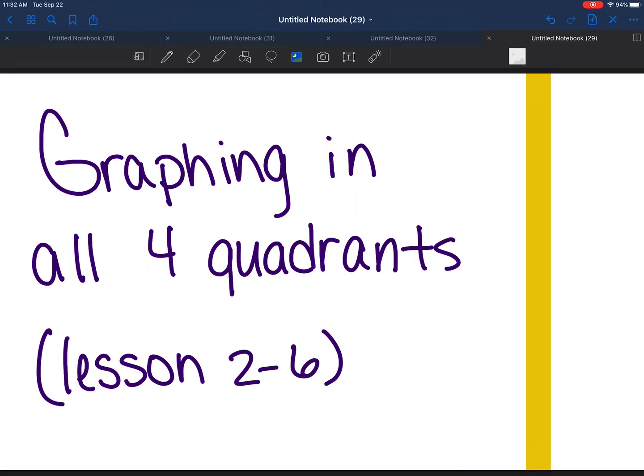All right, today we're going to look at lesson 6. We're talking about graphing in all 4 quadrants. Now, I know that you guys have talked about graphing ordered pairs before, correct? Yes. Okay. Have you talked about graphing them in all 4 quadrants, not just the positive? Yes. Most of us? Or all of us?